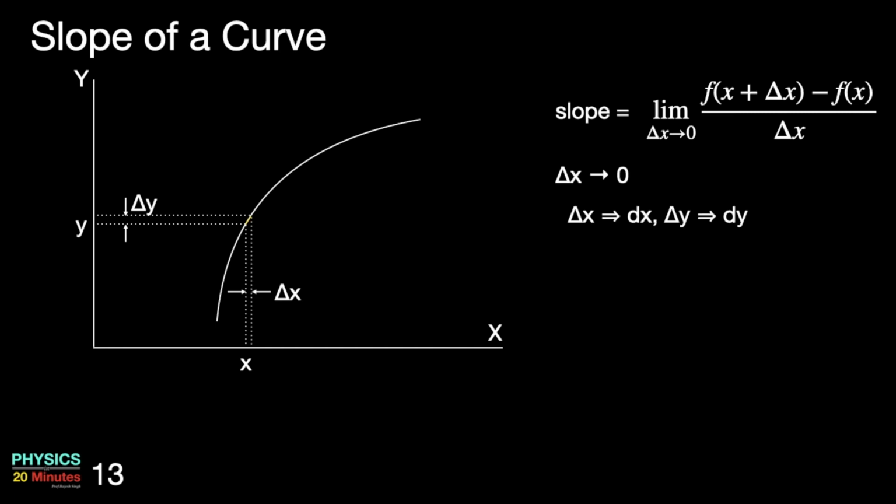As delta x tends to 0, delta x will become infinitesimally small. We can replace it by dx. If my delta x tends to 0, obviously delta y will also be very small, and even that will be replaced by dy, which is infinitesimally small change in y. Therefore, the slope, instead of writing as delta y upon delta x, can now be written as dy by dx, which is called the derivative of y with respect to x. That defines derivative for us.